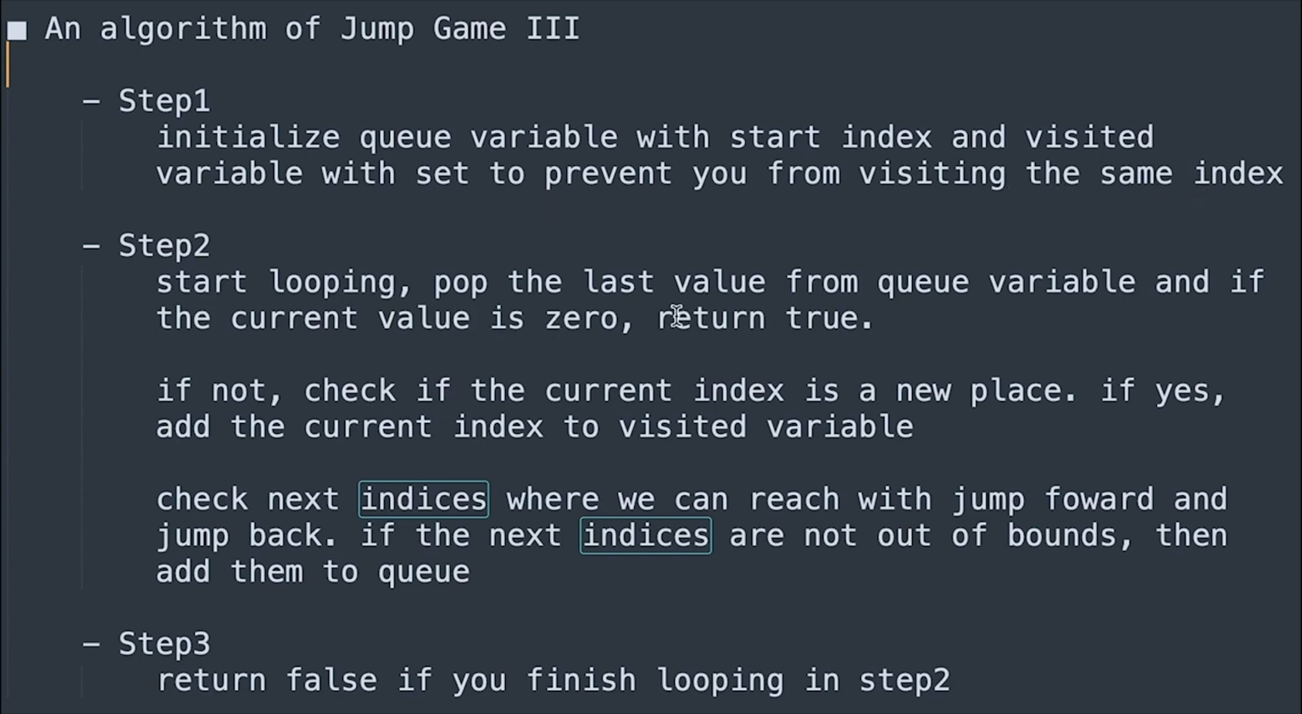Pop the last value from the Q variable, and if the current value is 0, then return true. If not, check if the current index is a new place. If yes, add the current index to the visited variable. And check the next indices we can reach with a jump forward and a jump back. If the next indices are not out of bounds, then add them to Q. Step 3, return false if you finish looping in step 2.